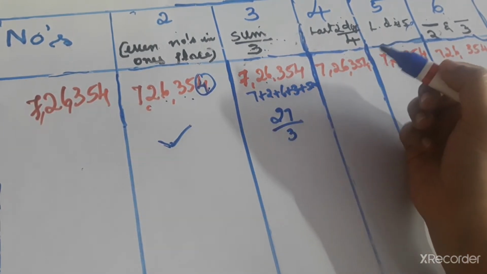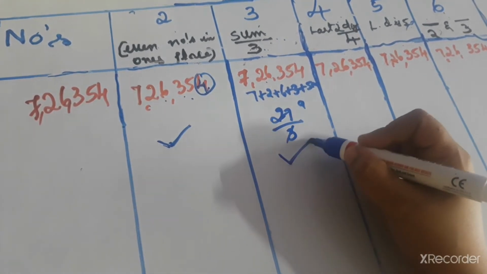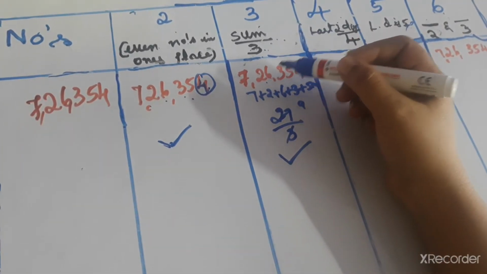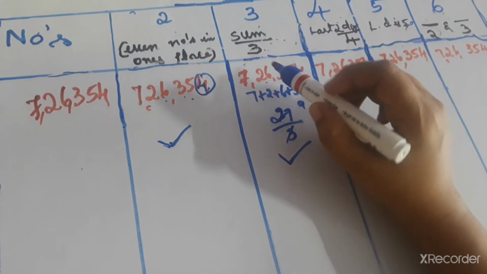27 by 3 means 3 9s are 27. It is in the 3 times table, it is divisible. So this is also yes. That number 7,26,354 will divide by 3 perfectly.